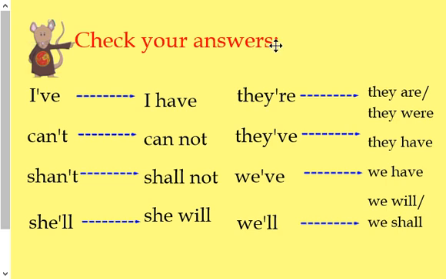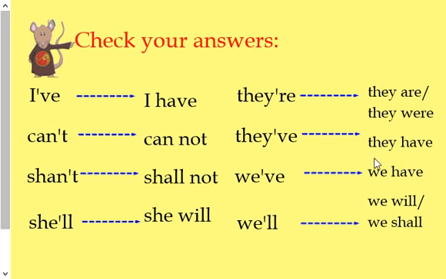Okay, time to check your answers. So I've could be I have, can't would have been cannot, shan't, that's an unusual one, we don't use that very often, would be shall not, she'll will be she will, even, there would be they are or they were. As you can see, that could be either, because we've omitted 2 letters. There are, it could have been both of these.